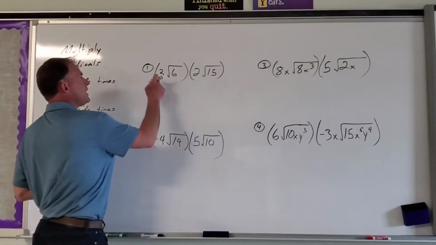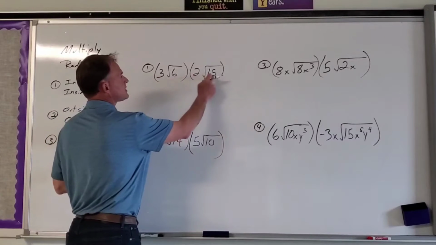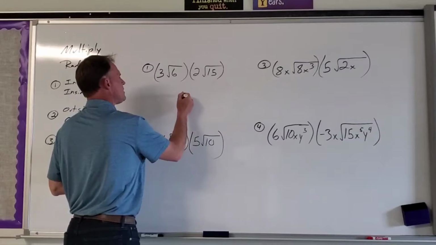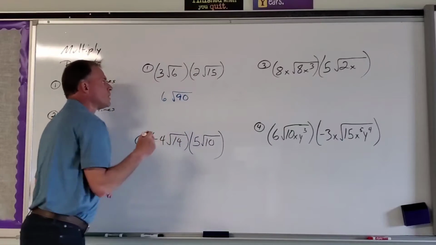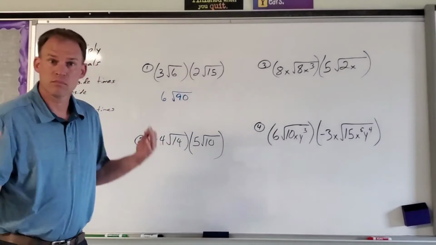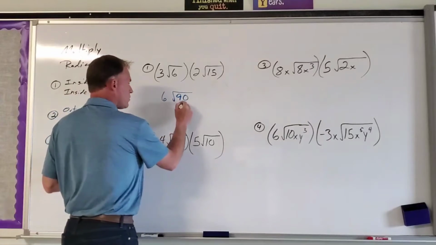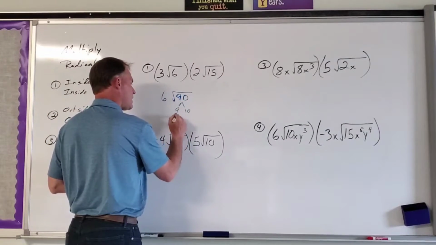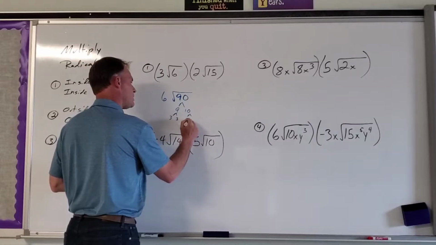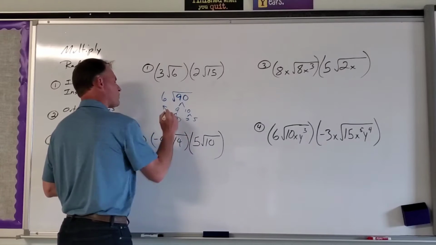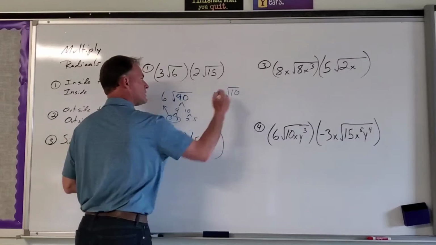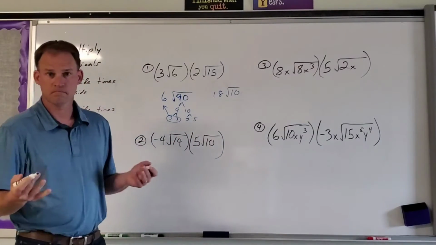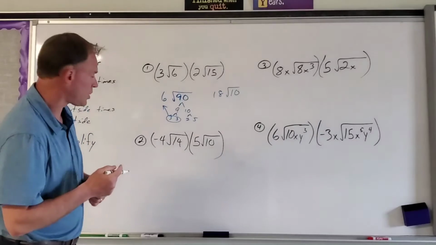So like I said here, inside times inside, 6 times 15, 3 times 2, then you break it down. Simplify if you can. So 90 is 9 times 10, 3 times 3, 2 times 5, 3's get out, gives me 18 root 10 for my answer. That's basically how it goes, okay?